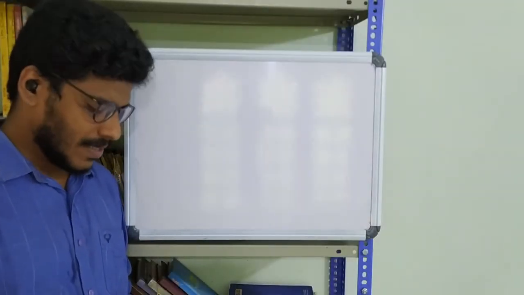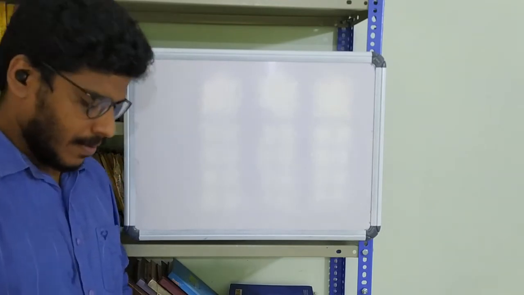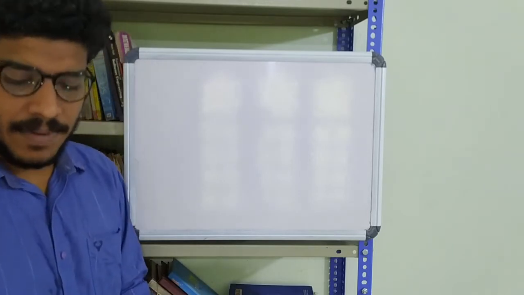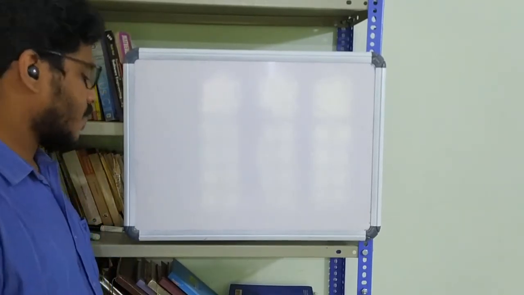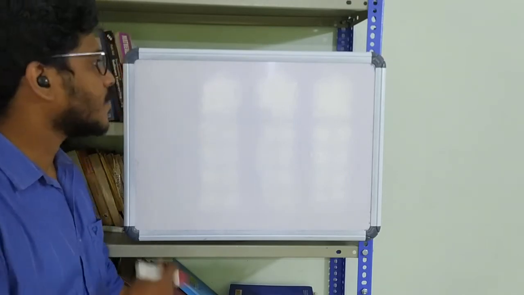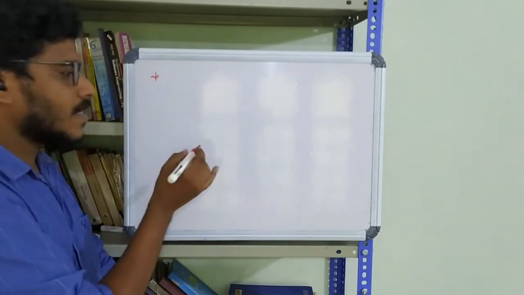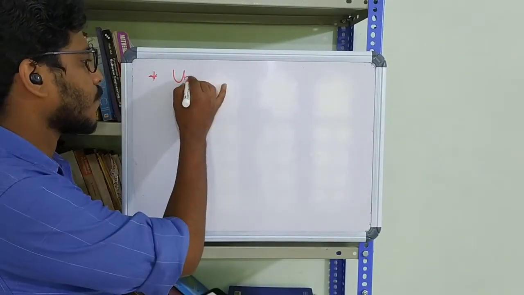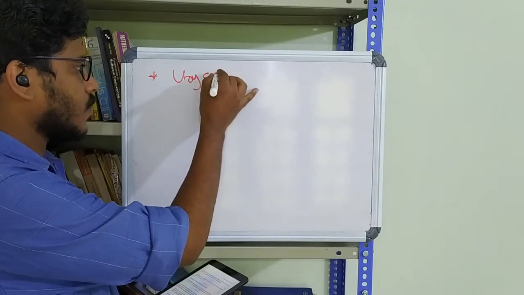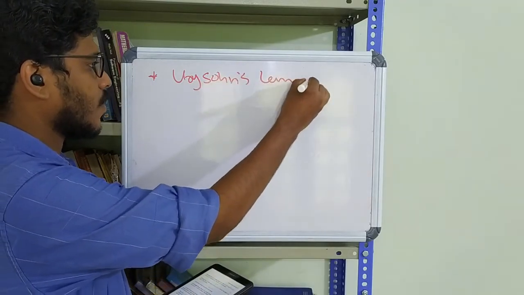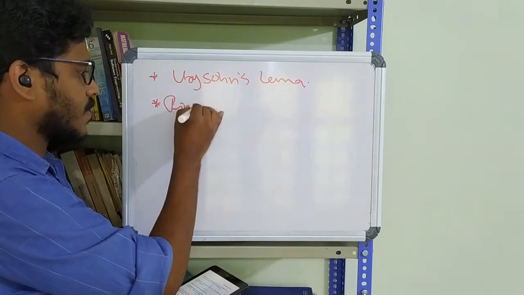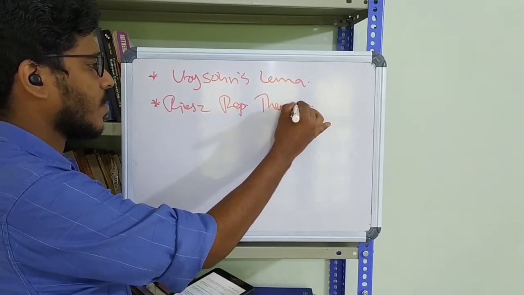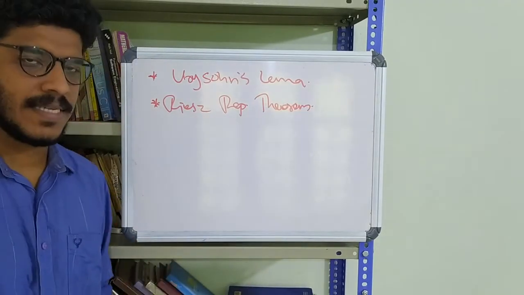കഴിഞ്ഞ ഏതാനും ദിവസങ്ങളായിട്ട് നമുക്ക് ക്ലാസ്സുകളൊന്നും ഉണ്ടായിട്ടുണ്ടായിരുന്നില്ല. Hopefully we begin today. As far as I'm aware, നമുക്ക് ഫസ്റ്റ് മൊഡ്യൂളിൽ 2 തിയറങ്ങൾ ബാക്കി കിടക്കുന്നുണ്ട്. 2 പ്രധാനപ്പെട്ട തിയറങ്ങളാണ്. ഒന്ന് യൂറിസൺസ് ലെമ്മയാണ്. മറ്റൊന്ന് റേസ് റിപ്രസെന്റേഷൻ തിയറമാണ്. ഇത് രണ്ടും വളരെ പ്രധാനപ്പെട്ട 2 തിയറങ്ങളാണ്.